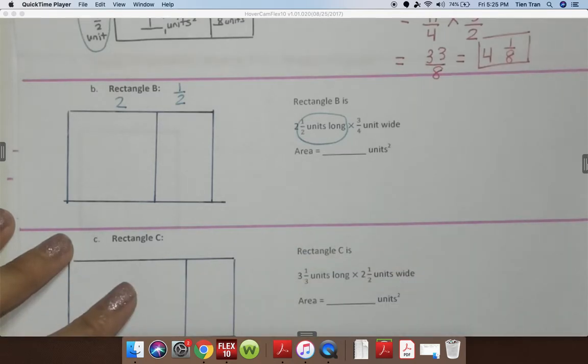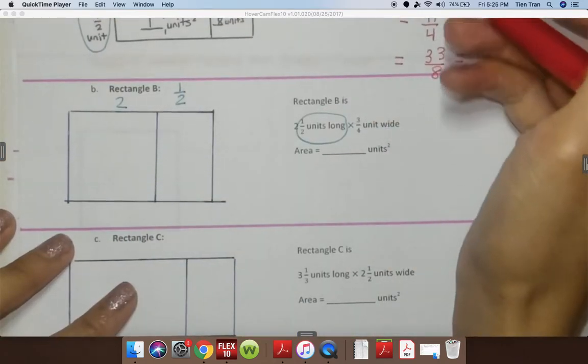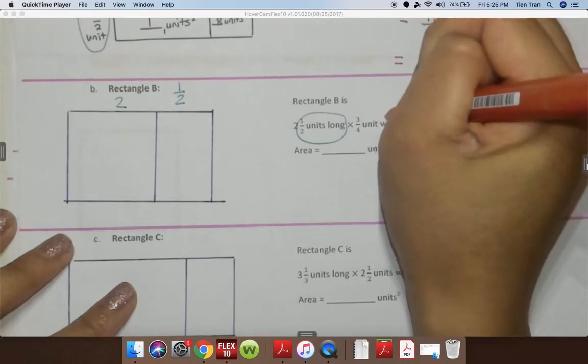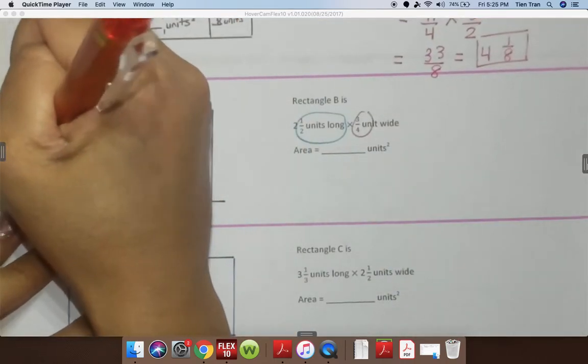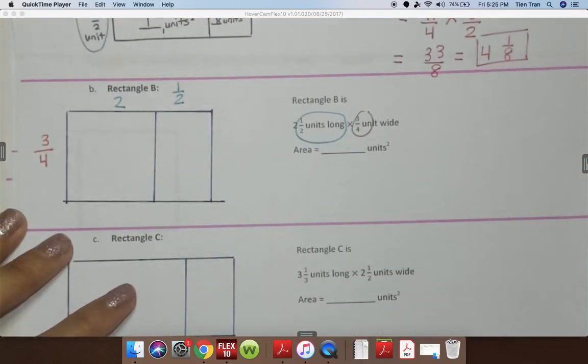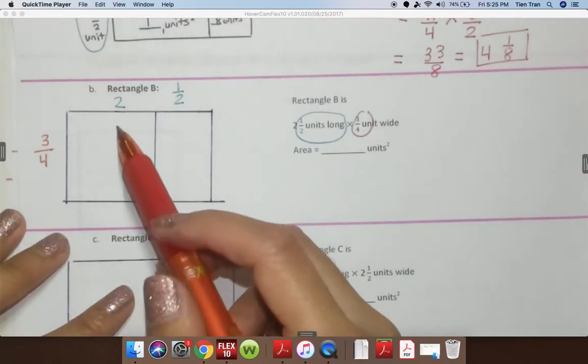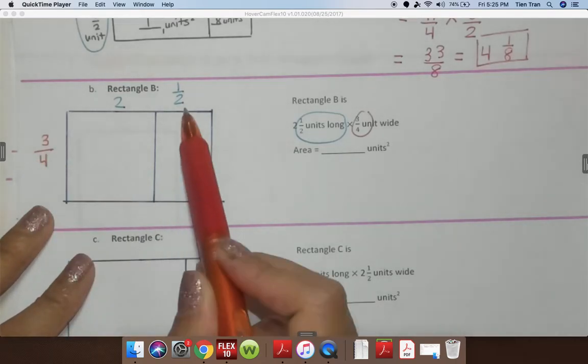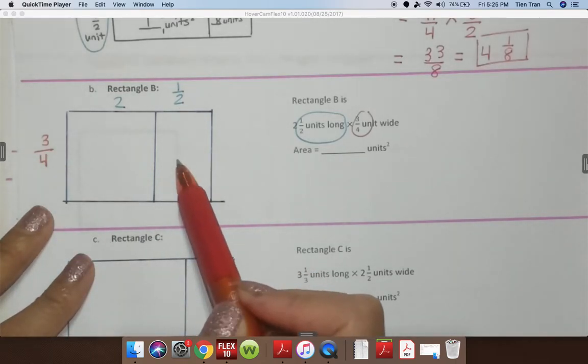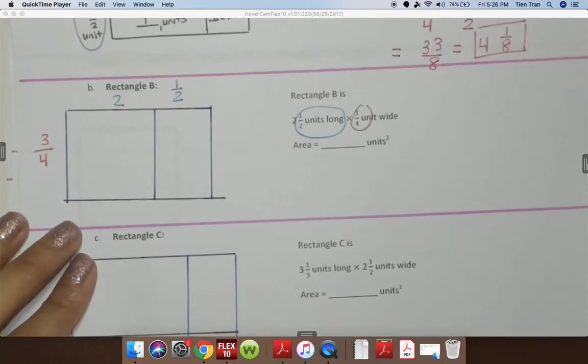Sorry, not 1 and 7/8. It tells me that it is 3/4 wide, which is my unit right there. Okay. Now, with this information, I know that I'm supposed to multiply first 3/4 and 2, and then I'm going to multiply 3/4 and 1/2. So I'm going to write that down so that you guys can kind of see that.